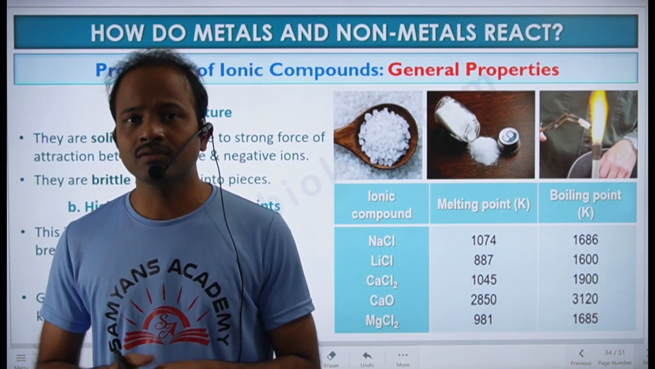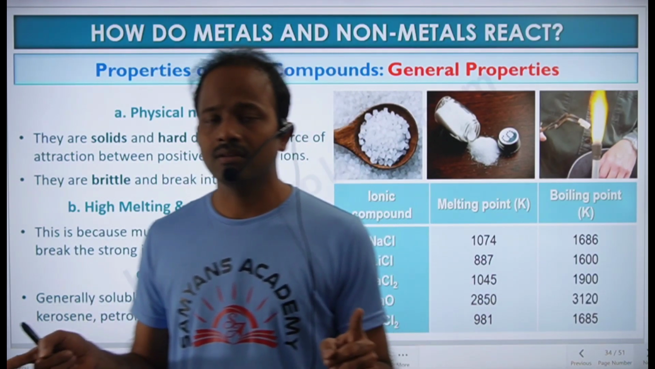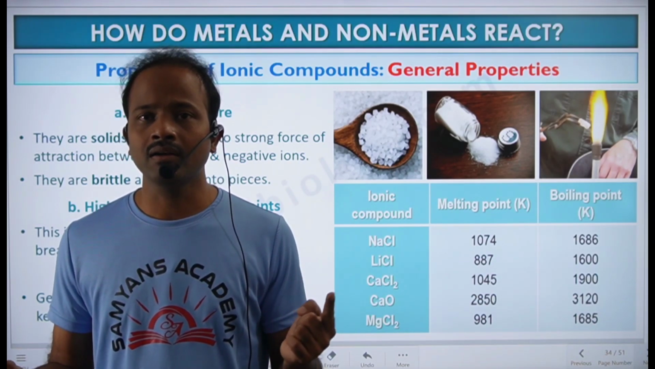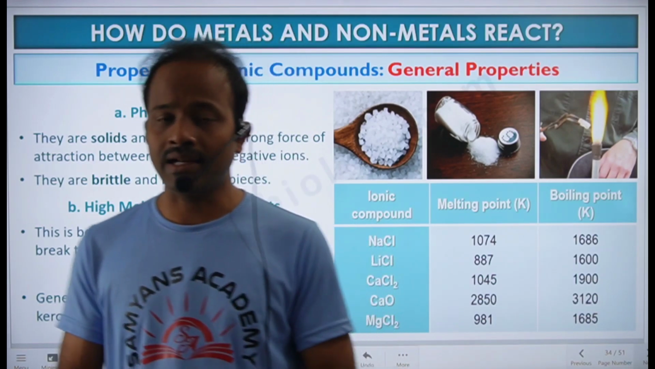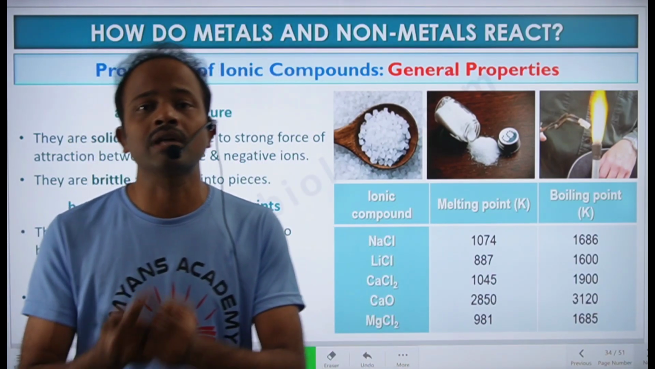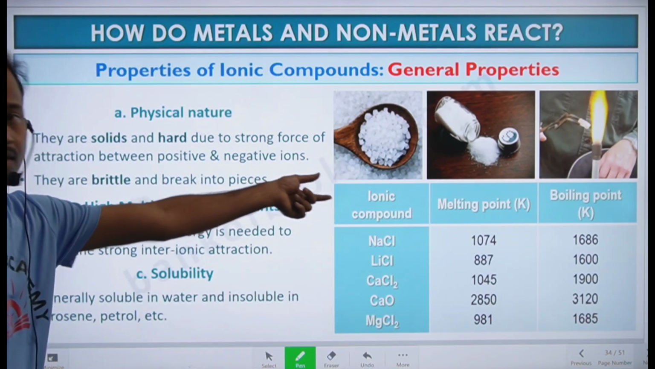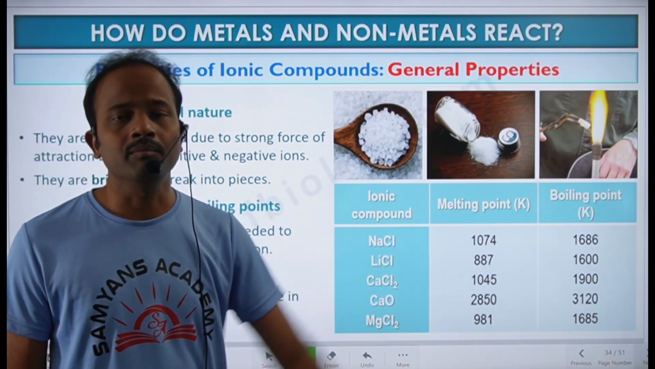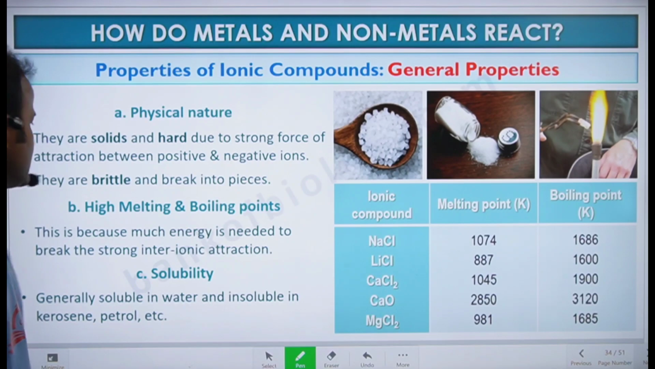And why are these solid crystals formed? Because of the charged ions, right? The positive metal ion and the negative non-metal ion are combined by a strong electrostatic force of attraction. Due to that strong electrostatic attraction, they form a crystalline solid and are hard in nature. So when you hammer it, it will break, right? They are brittle and break into pieces.